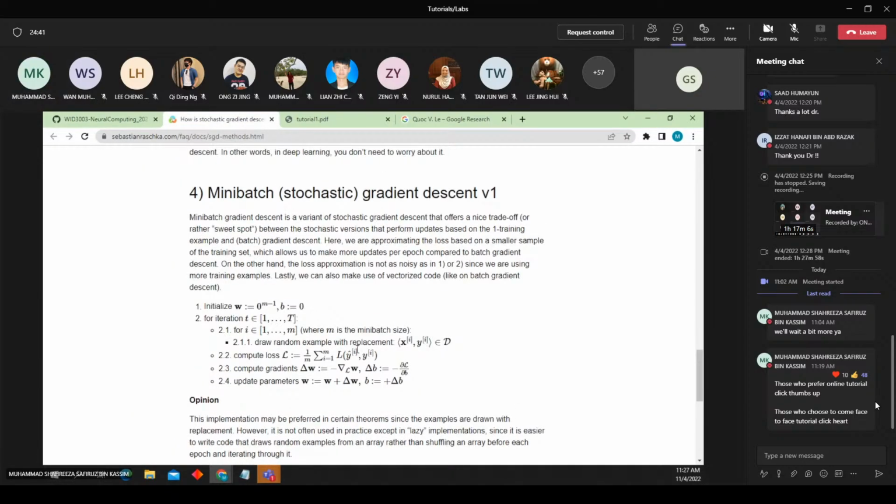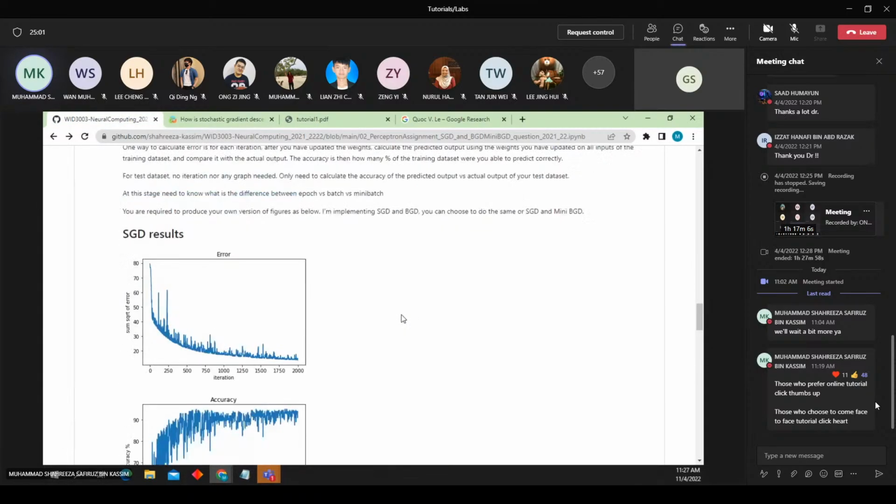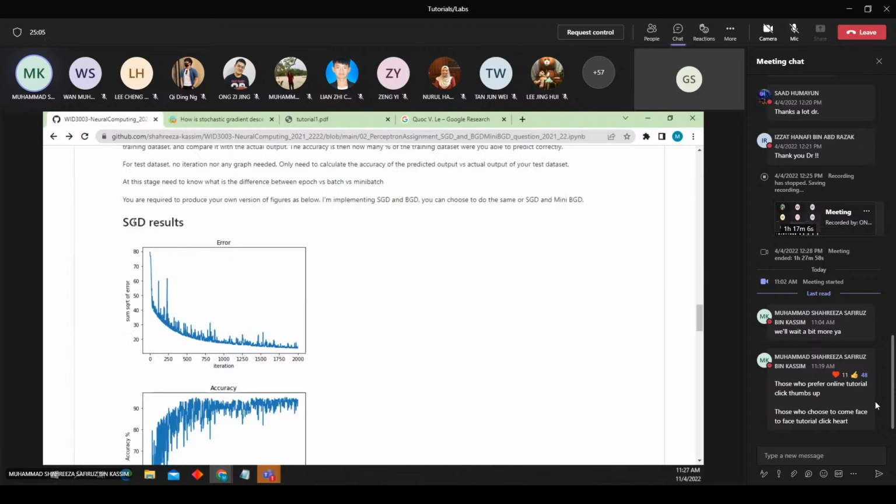Here, as you can see, they're using a loss function instead of an error function. The meaning is still the same. They're using the same notation: W for weights, X for inputs, Y for outputs, D for data set, and B for bias. And here I've also shown my output for stochastic gradient descent.